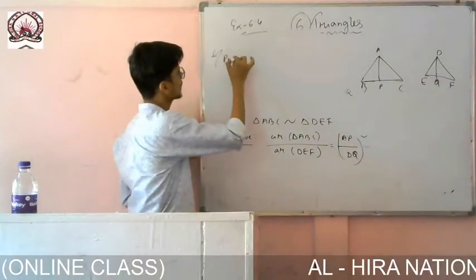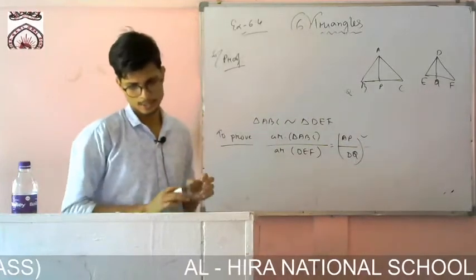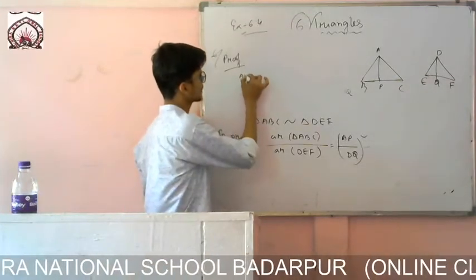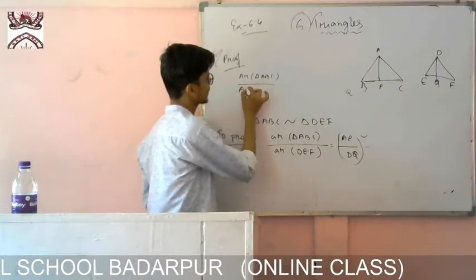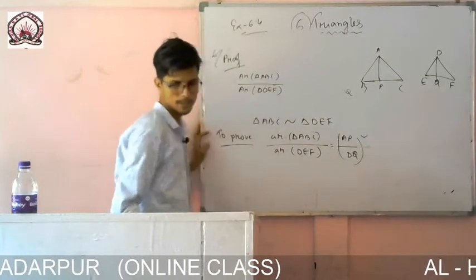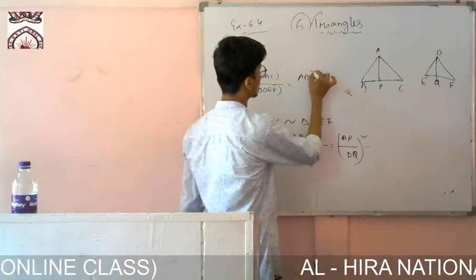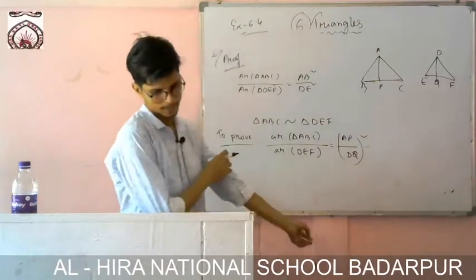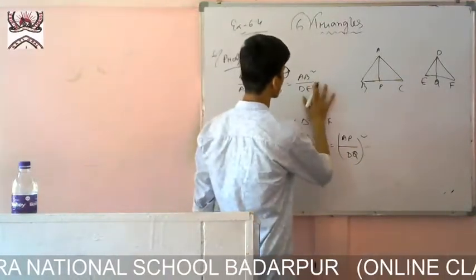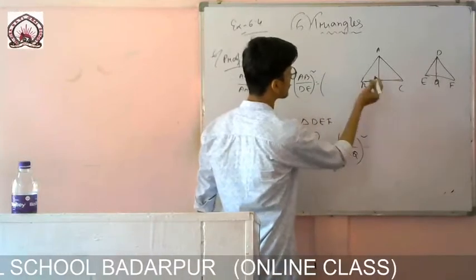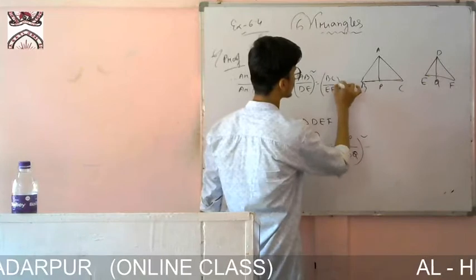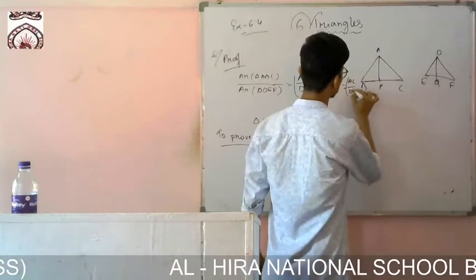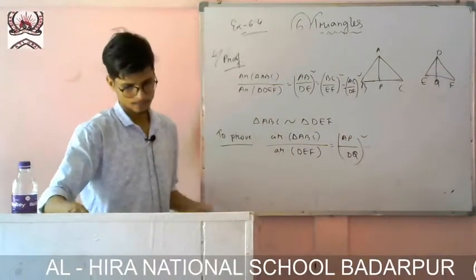So you write the proof. After that, you write, since the ratio of the areas of two similar triangles is equal to the ratio of the squares of their corresponding sides, therefore area of triangle ABC by area of triangle DEF will be equal to AB square by DE square, then BC by EF square, which will be equal to the last third side, that is AC by DF square. Like this, all the sides will be equal.